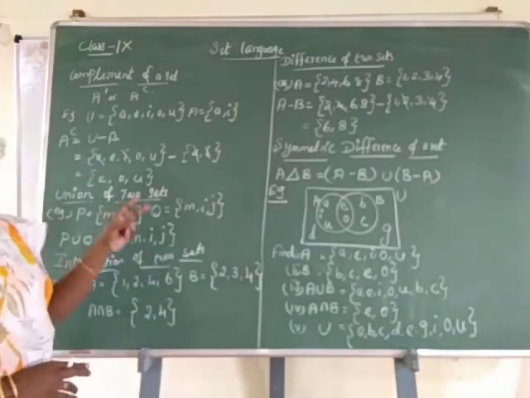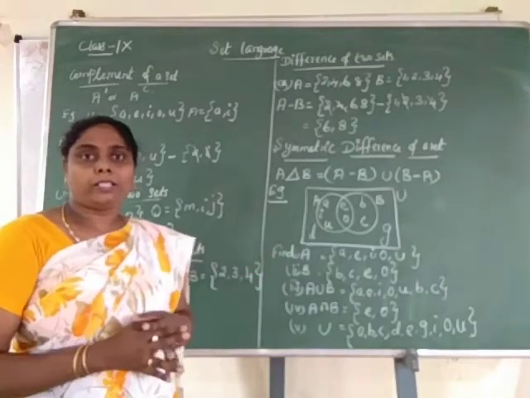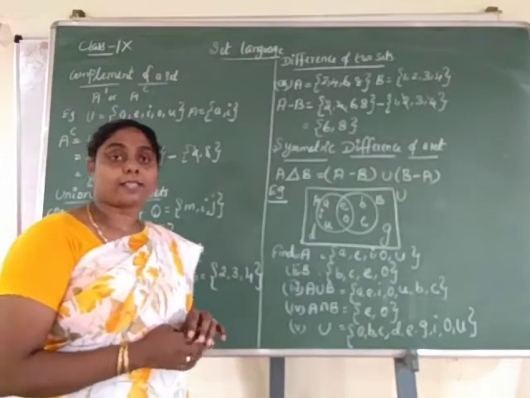Next one, union of two sets. How to find the union? Union means what? We have to combine both the sets. Okay, whatever elements are present in the sets, that you have to combine and find the answer.